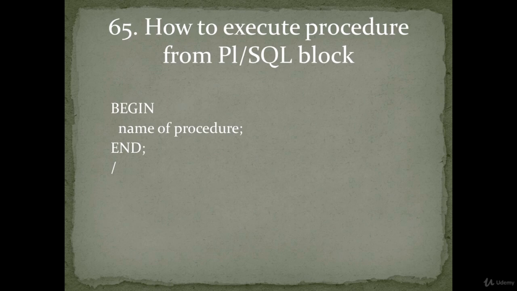Question number 65, how to execute a procedure from a PL SQL block? It is a very simple question. You have to write an execution block of PL SQL in which you can execute the procedure. So begin, name of the procedure which you want to execute, and slash. Just run this piece of code, it will execute your procedure. And if you write set serveroutput on, then it will give you the output of whatever you wrote in your procedure. Just execute this, it will give you output.